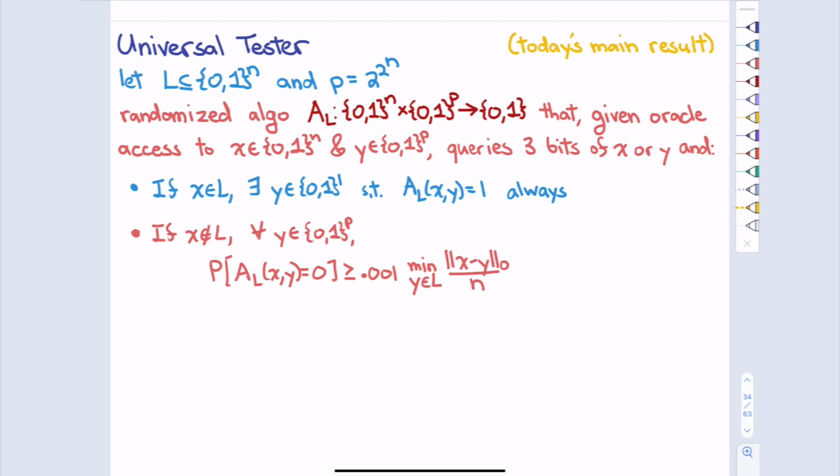Let me parse this bottom part. This is the L0 norm, so it's the Hamming distance: how many bits are different between x and y. It's taking the minimum over all the y that are actually in the language, and then dividing by n makes it out of n bits, so it just makes it a fraction. So the odds of rejecting should be, say, 1 over 1,000 times the relative Hamming distance to any point that's actually in the language.